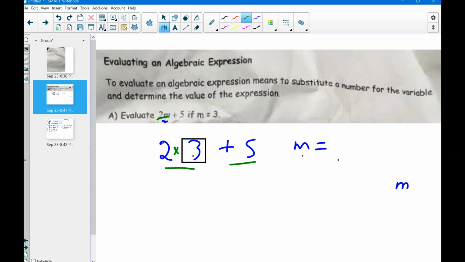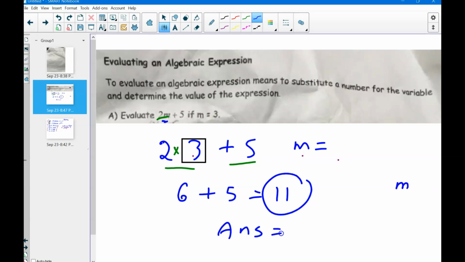So the next line of our sentence, if we were to keep going, looks like this. 2 times 3 gives us 6. And that's plus 5. And that's equal to 11. So the fraction is equal to 11, and your answer is 11. Sweet.